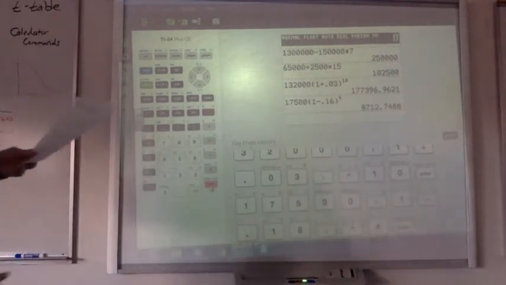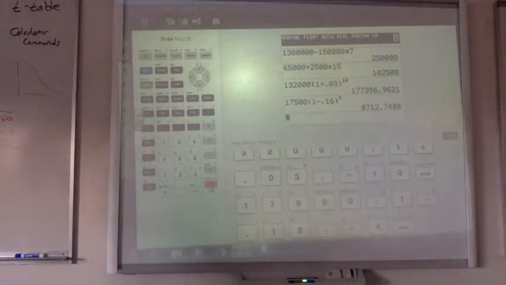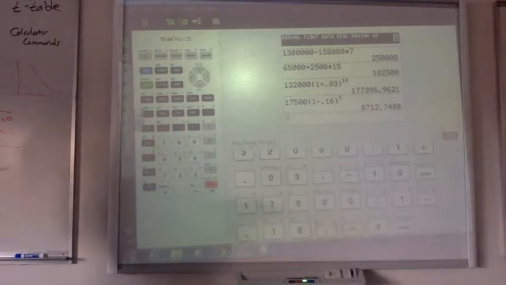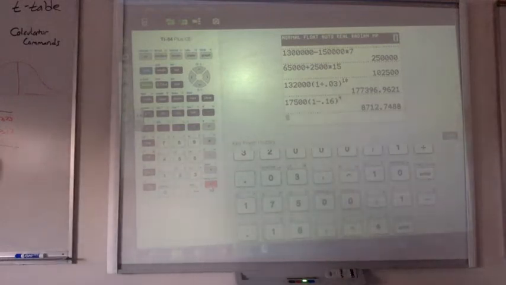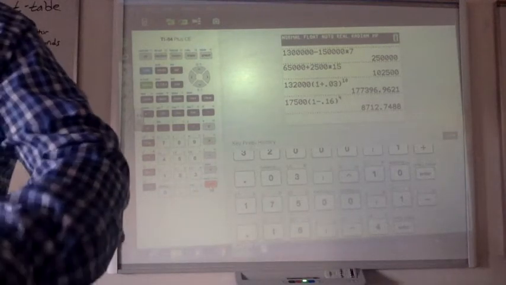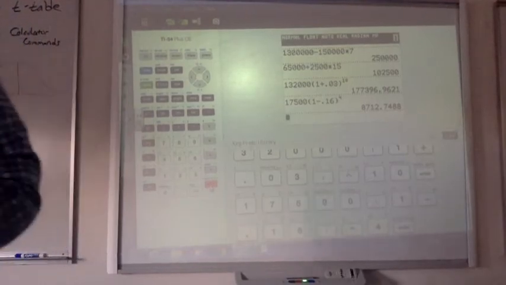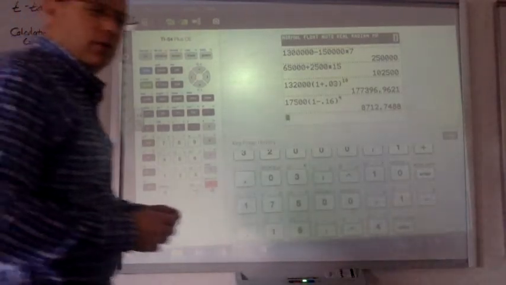So your $17,500 car in 4 years is worth $8,712.75, rounded to the nearest penny. All right, I did them all. Not in order, but did them all. So please make sure your name's on those and pass those forward.